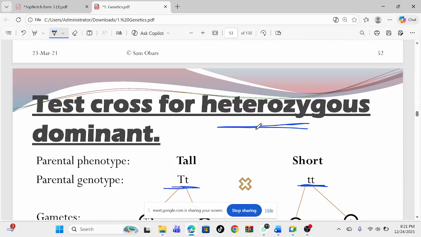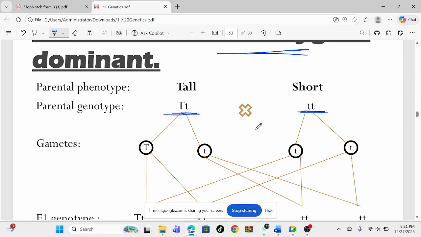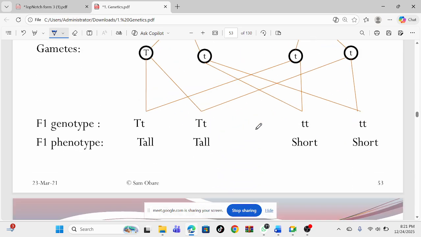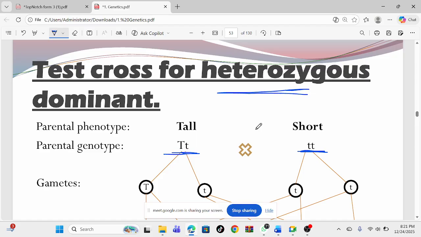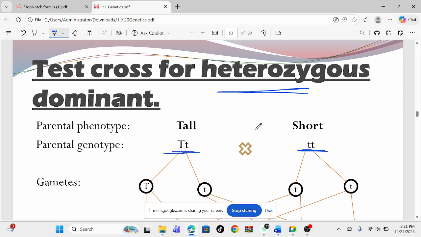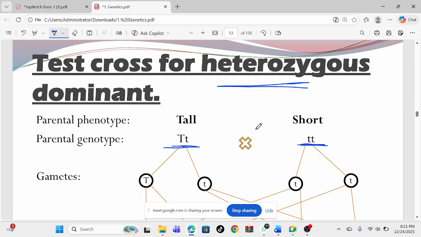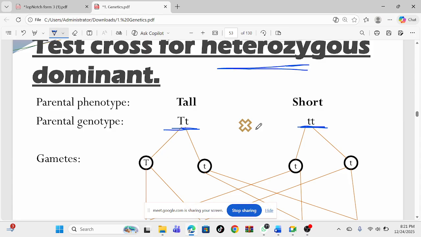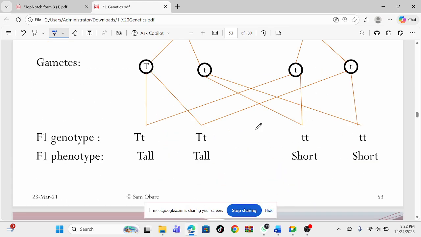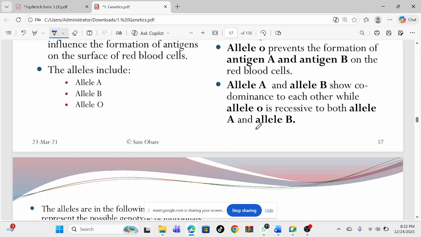Incomplete dominance ni ile vitu mbili ambaye zikimate inakupatia another color. For example, black and white they can meet and inaweza kupatia nini? For example, kitu kama yellow. So they give you another color. And that's known as incomplete dominance.